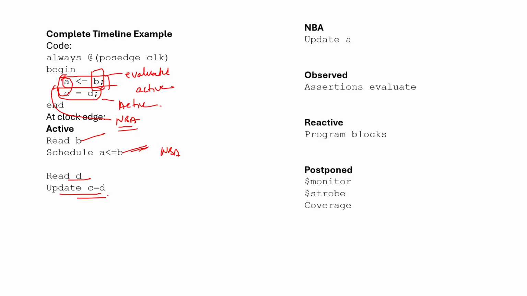See, the update of A is happening in the NBA region. Any assertions are evaluated in the observed region. And then in the postpone region, $monitor, $strobe, and then coverages will be updated.